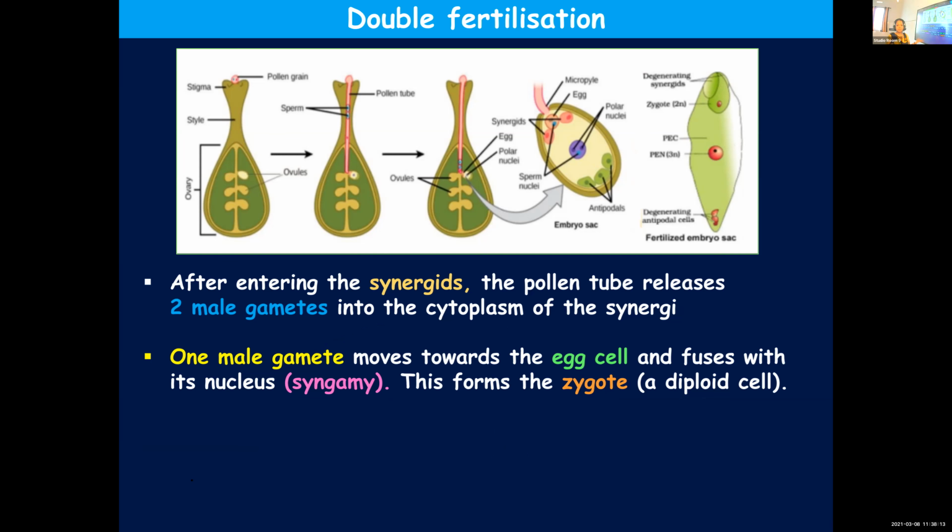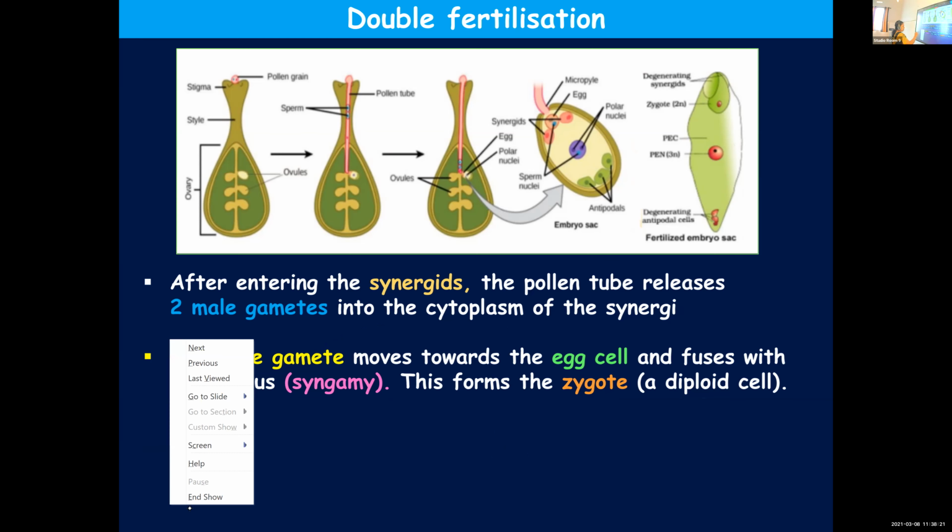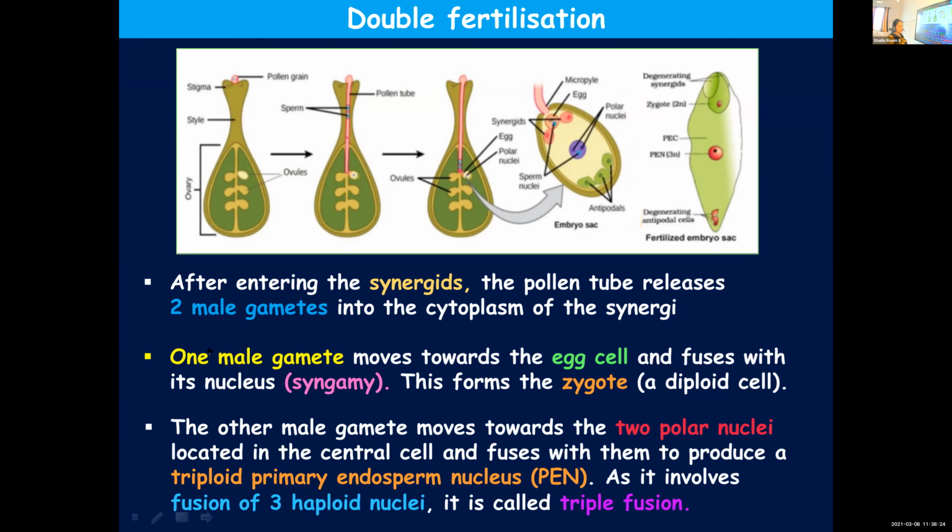Okay, so zygote is diploid because here the male and female gamete nuclei are fusing, resulting in the formation of a zygote. So zygote is diploid. One male gamete fused with the egg cell and formed a zygote, whereas the other male gamete moves towards the two polar nuclei, which is situated in the central cell. As you can see, it is present in the central cell and fuses with them to form a triploid primary endosperm nucleus, PEN.